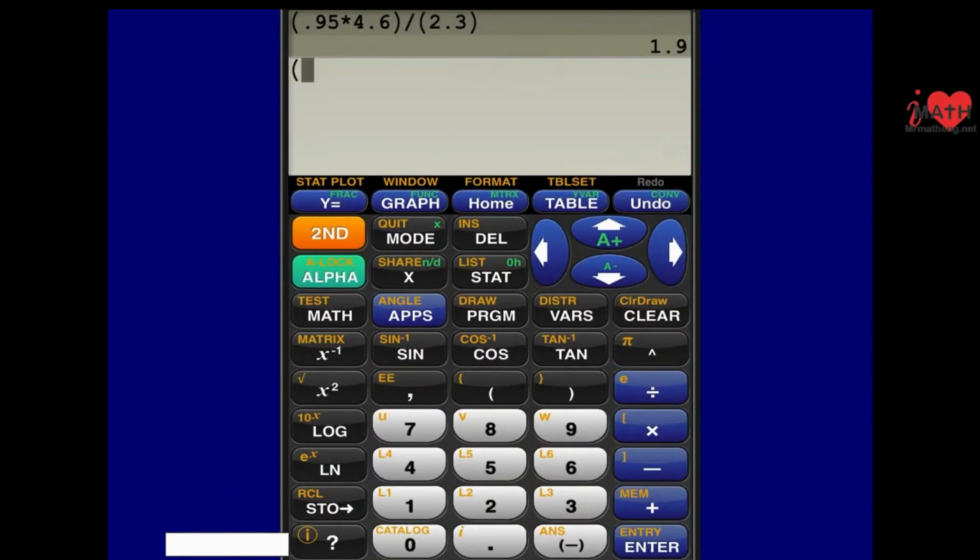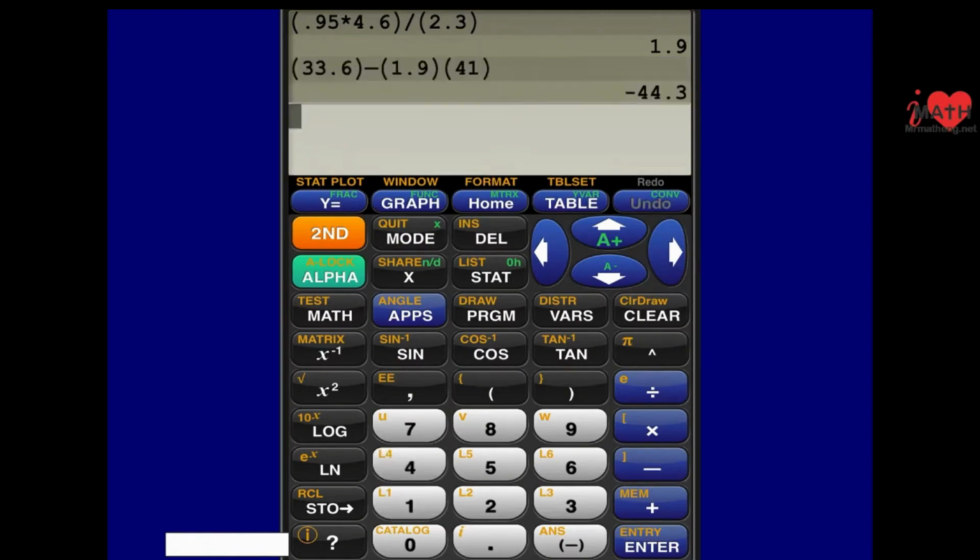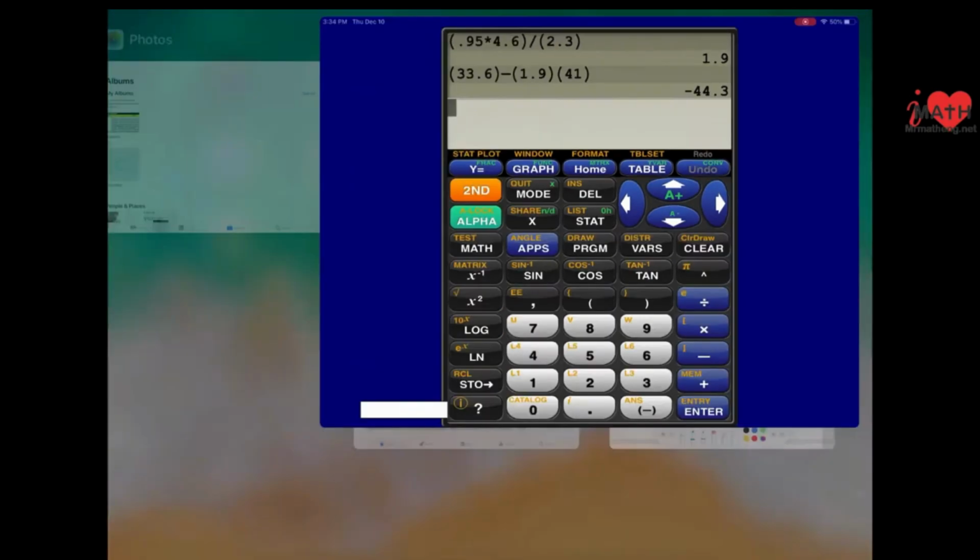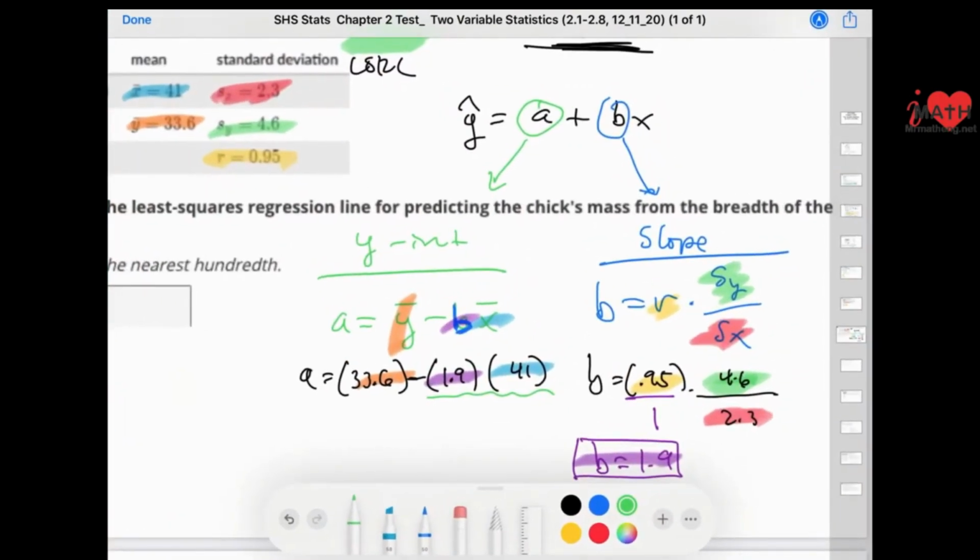So I have 33.6. I always like to use extra parentheses. In this case, you can use the subtraction or minus sign. 1.9 times 41. And that gives you negative 44.3. Negative 44.3. Okay.